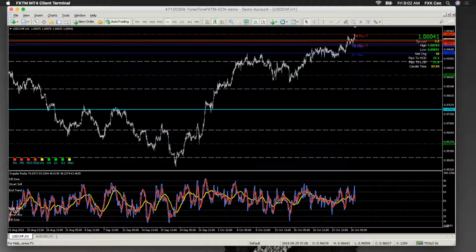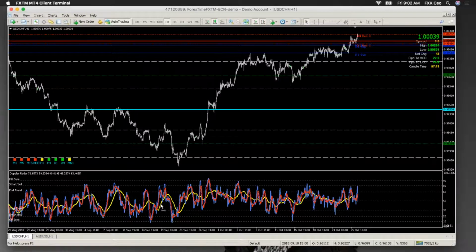But for the purpose of this tutorial, we'll just be explaining price action in the market and how it relates to the Doppler. What this will help you do is perfect your entries and help you get a lot more prime entries in the market, right?